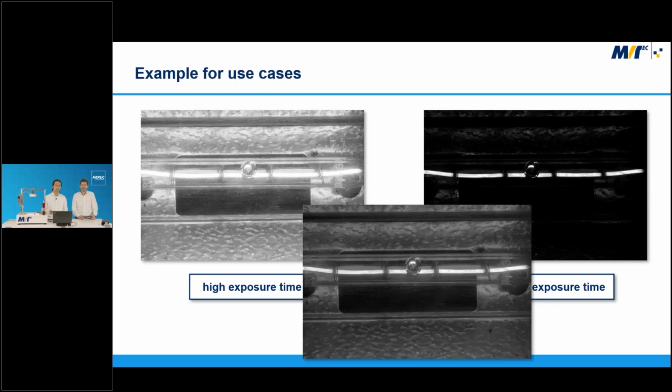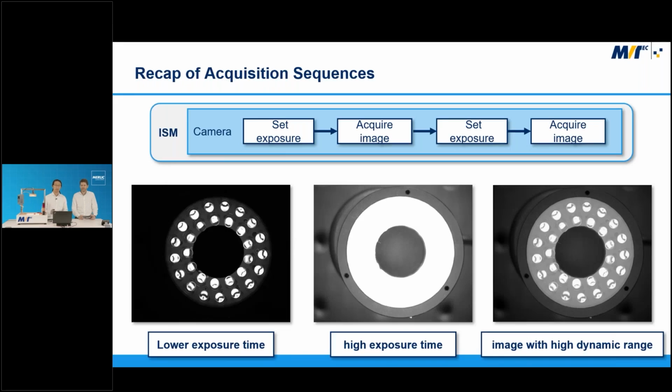If you remember our MERLIC 5.4 webinar, we introduced you to the feature acquisition sequences. This feature defines a series of actions for a device, and we also showed you a live demonstration with HDR. At that time, we implemented an extension tool for HDR, but now you can get this functionality in MERLIC directly.